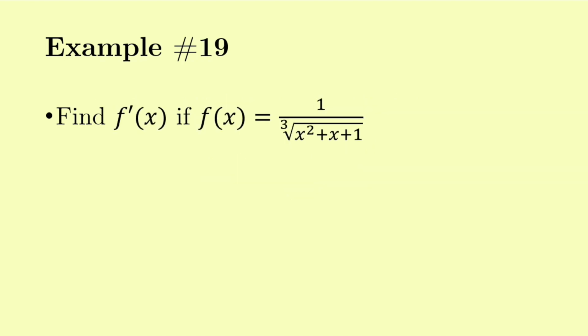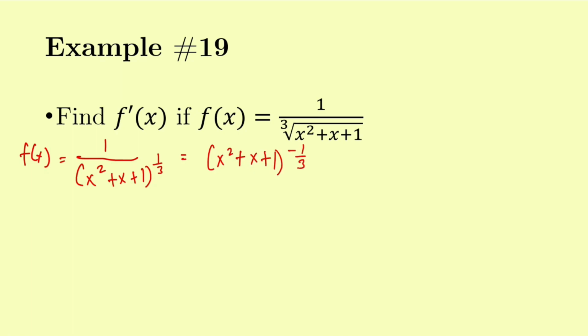Okay, we will express this first as a fractional exponent again. So f of x is equal to 1 over the cube root, no, let's use the fractional exponent. x squared plus x plus 1 raised to 1/3. In other words, we can express this as x squared plus x plus 1 raised to negative 1/3.